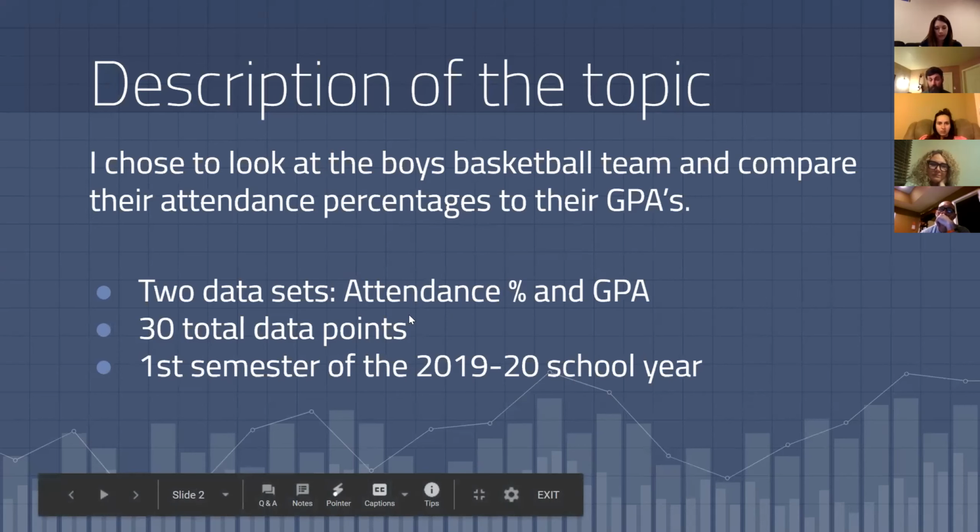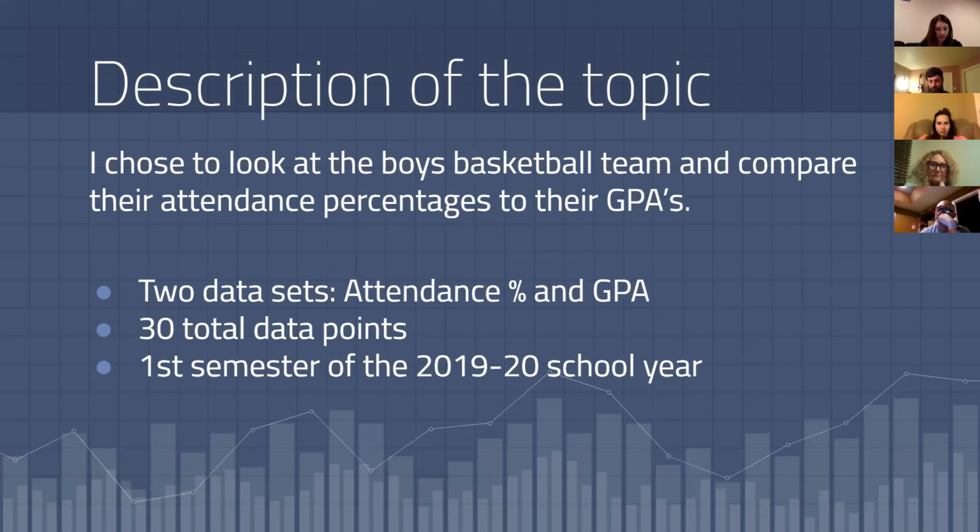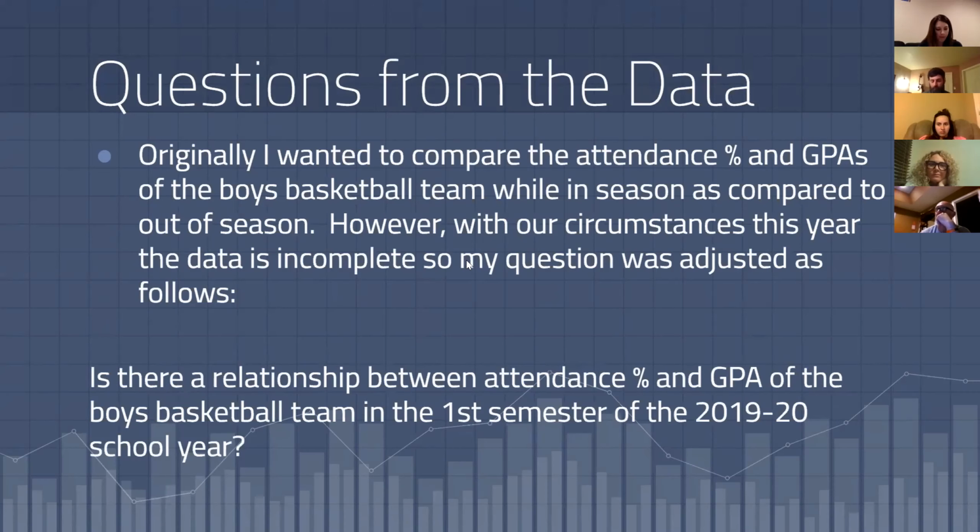We actually had, I think, 32 boys that participated this year. I took 30 of those because 2 of them moved in at different points, so I didn't feel like I had complete data for those 2. I looked at the first semester of 19-20, so this school year. Originally, I wanted to take this attendance percentage and GPA comparison from first semester and compare it to second semester because there are a lot of factors that go into that, and the number one is eligibility with students.